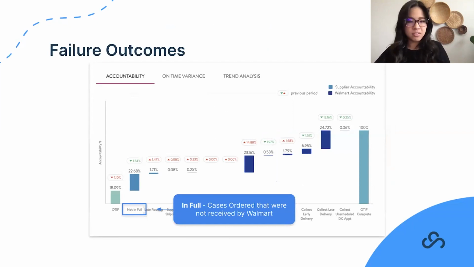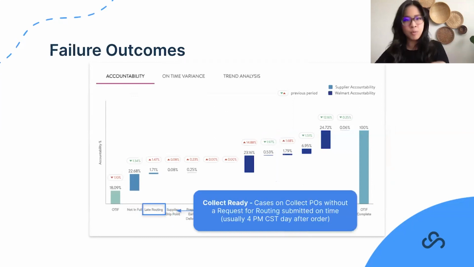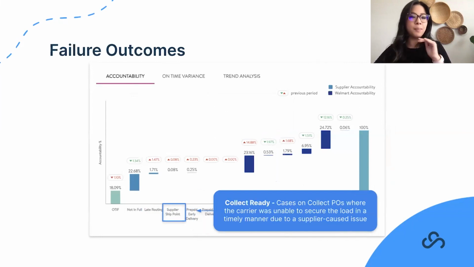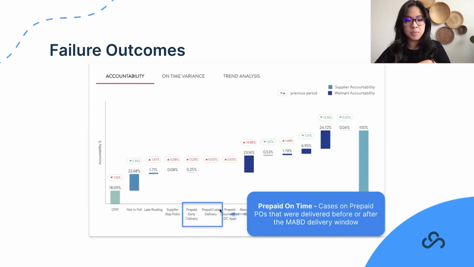So any quick cases that were ordered that were not received by Walmart. Late routing, what we talked about earlier, making sure that you are routing your cases by 4 p.m. the day after the order. Supplier ship point, this is what they call making sure that your product is ready to go when the Walmart supplier gets there. Then prepaid early and prepaid late delivery.